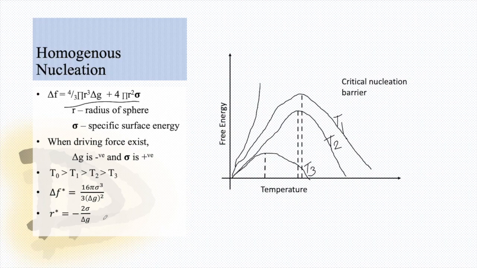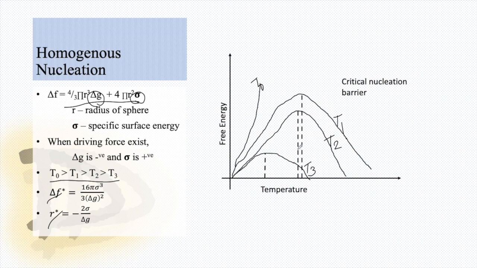The temperatures are in the range of T0 as the greater and T3 as the lower one, and T0 is the temperature used to study this curve. When a driving force exists, del G is usually negative and sigma is positive. And so we can find the driving force and the radius at the critical point. What is this critical point?